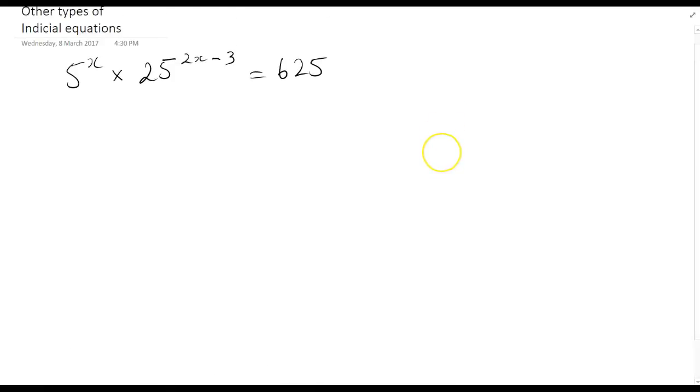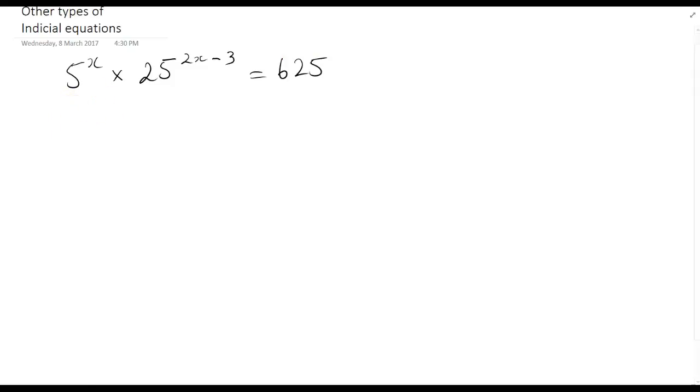Okay, so the next type of question we're going to look at involves situations like this. When I look at this, I'm immediately thinking of having base numbers of 5. I know 25 is 5 squared, so as soon as I see I can get two things in base 5, I'm thinking I can get this one in base 5 as well. So let's rewrite it in base 5.